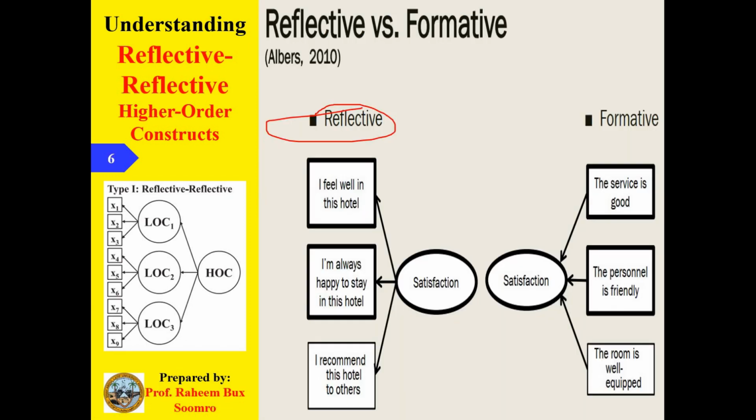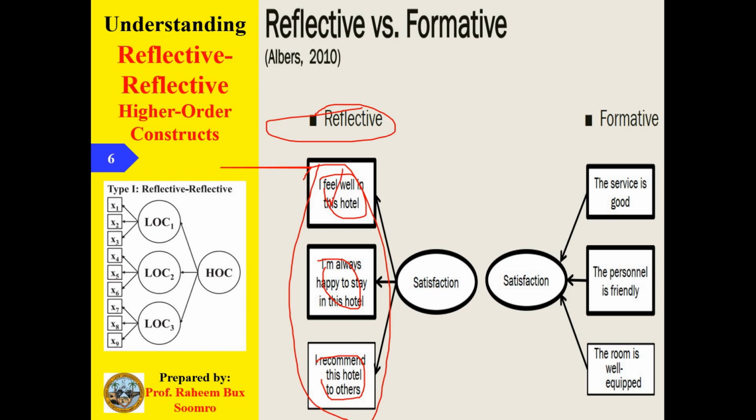So one more example is about the reflective. I feel the hotel is... I feel well in this hotel. I am always happy to stay in this hotel. I recommend this hotel to others. Now, these three items are basically talking about the hotel.